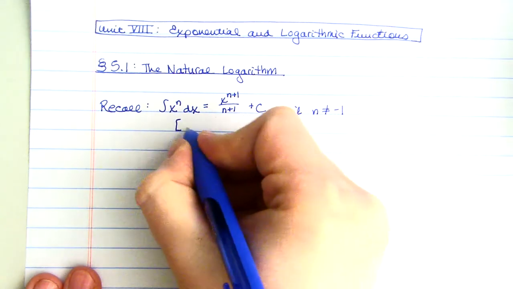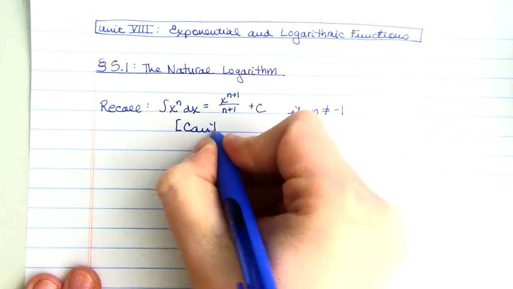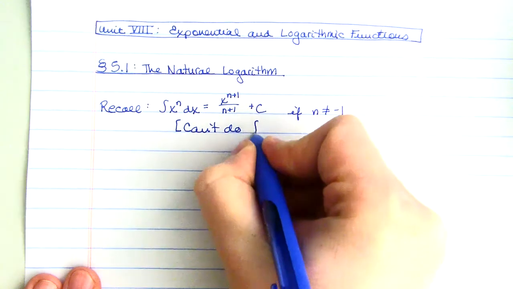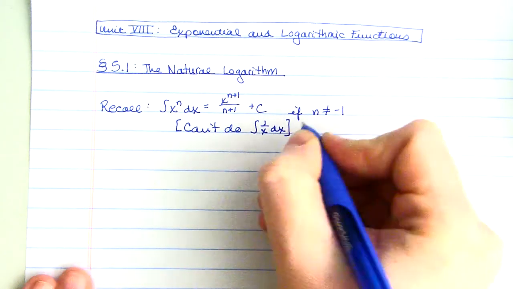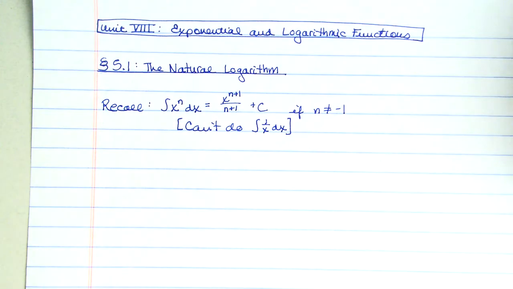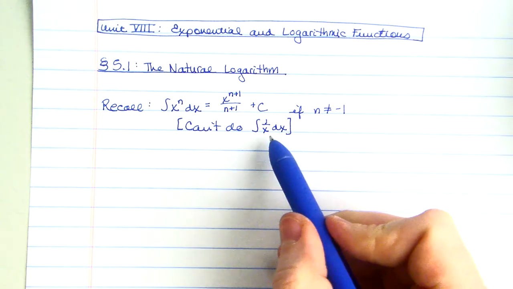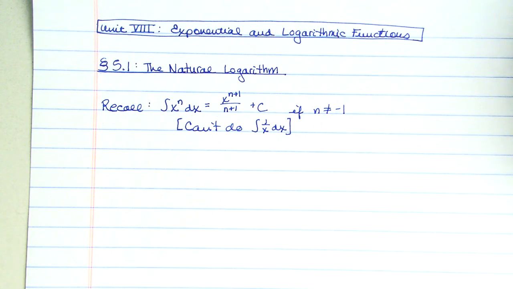So what this really means is we can't do the integral of 1 over x dx, because that's like integrating x to the negative 1. I made you do things like this, integrating 1 over x squared, 1 over x cubed, but not 1 over x dx. Well, this is an issue. We should be able to figure out something that has 1 over x as its derivative, and more importantly, we should be able to find the area under that function.